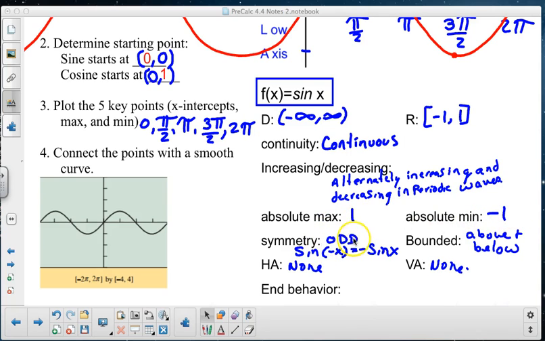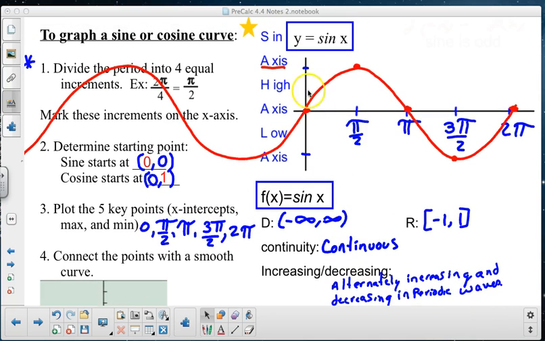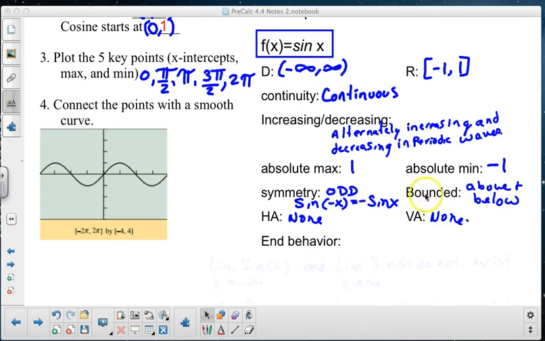Its symmetry is odd, which means it's got point symmetry right here from the origin, a 180-degree rotation. If I was going to rotate this part of the wave, the sine curve, the sinusoid, 180 degrees, it would come back here. Okay, it's bounded above and below.